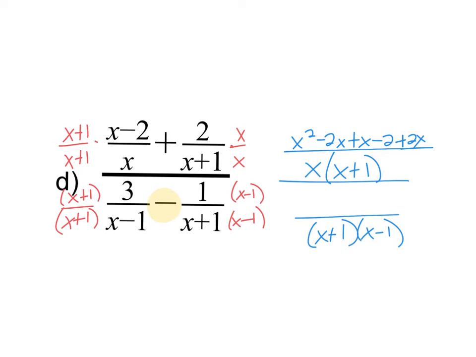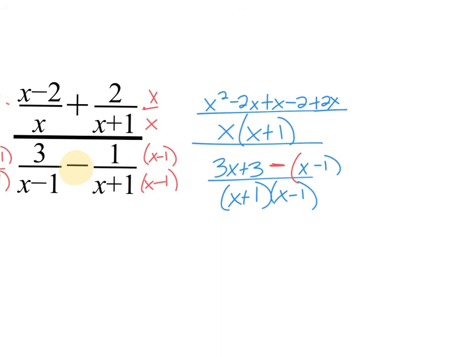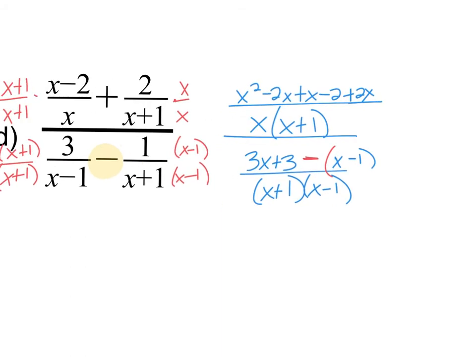So we have now, let's go ahead and distribute. So that would be 3x, oops, what am I in green? So 3x plus 3 minus parentheses, because I'm going to distribute the negative later. 1 times x is x minus 1. All right, now this is quite the mess, but let's clean it up.